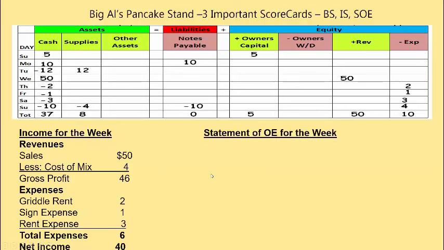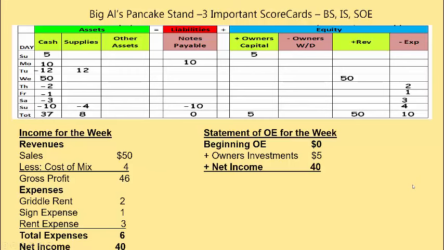Let's see, next we're going to do a statement of owner's equity, which is like a story. What happened to owner's equity from the beginning of the week to the end of the week? Well, at the beginning of the week, owner's equity was 0 because we had nothing going on in the business at the very, very beginning, and we invested during the week. Owner invested $5, which was up here. The income for the week, we figured out over here, was $40. So that means owner's equity went up from investments and income a total of $45.